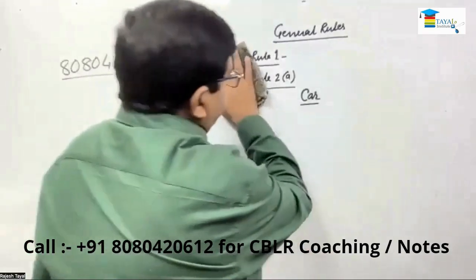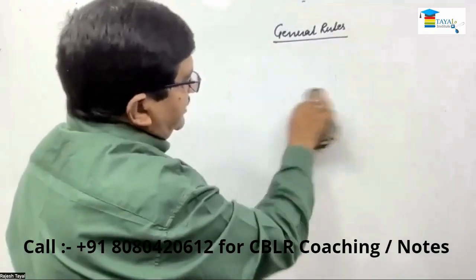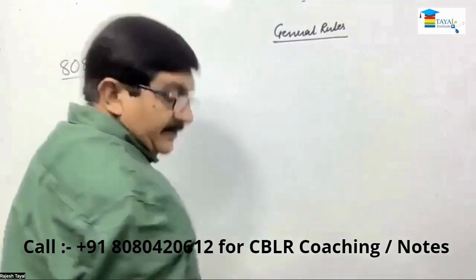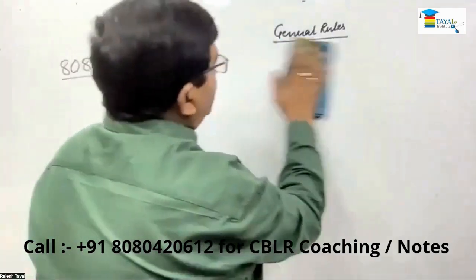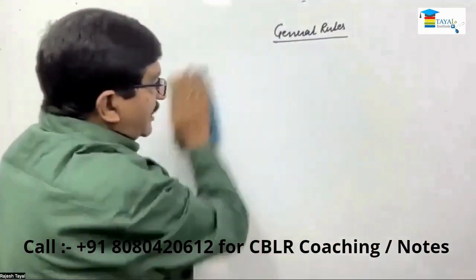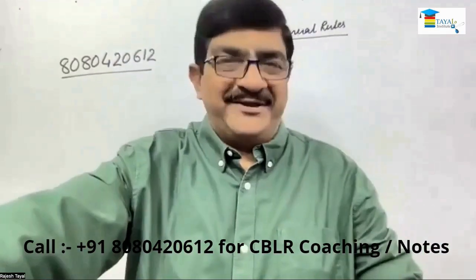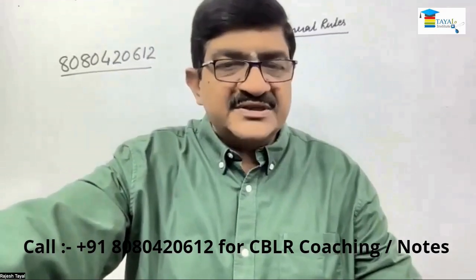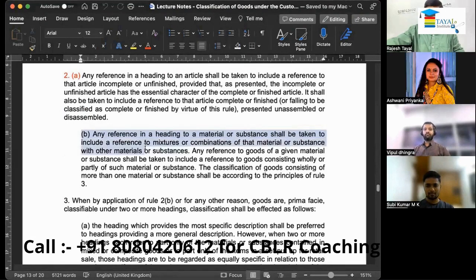Now we start the next one, rule number 2, clause number B. Now, actually, 2B gives you a reason for suspicion, reason for doubt. When the doubt is there, how the doubt is to be clarified is also answered in rule number 2, clause number B. Now see, any reference in a heading to a material or substance shall be taken to include a reference to the mixture or combination of that material or substance with other material or substance.